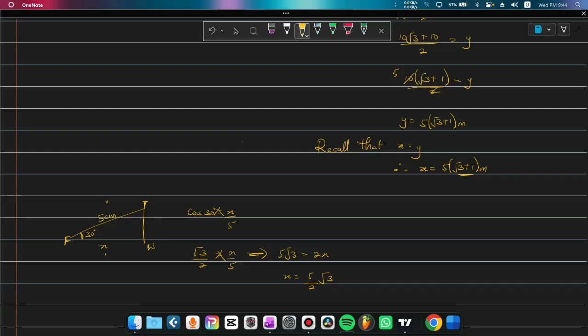Let's go over it again. Cos 30 is root 3 over 2, which is the same as sine 60. Don't forget, the ladder is 5 centimeter long. So this is the ladder, 5 centimeter, and x is the distance between the foot of the ladder and the wall. To solve this, let me click again and we'll solve it again.